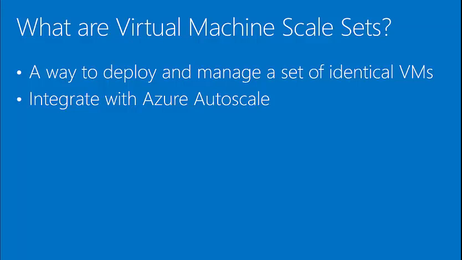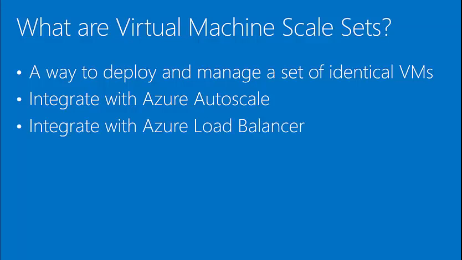Scale sets also integrate with Azure Autoscale. What that means is you can dynamically grow and shrink the pool of virtual machines that you have. So if you want to scale up, you can just change the number of virtual machines. If you want to scale down, just set a lower capacity. And then if you want to be able to integrate it with operating system events such as CPU use, average CPU usage, you can easily integrate that using Azure Autoscale.